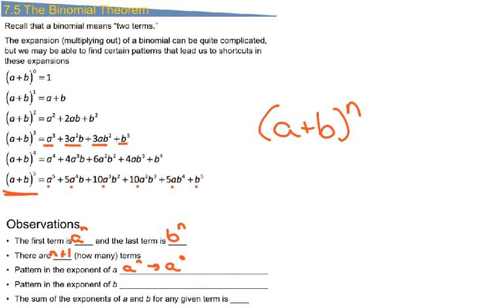Likewise, the exponents of b, they do just the opposite thing. We started off with b to the 0, all the way up through b to the n.